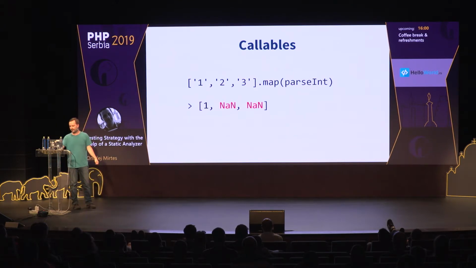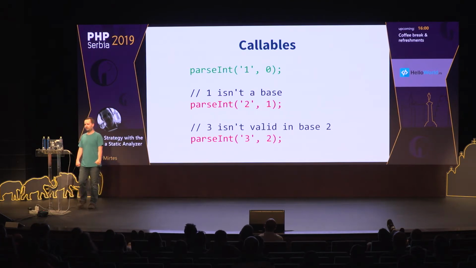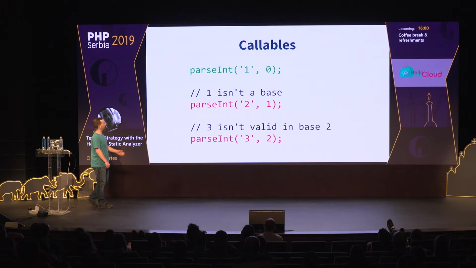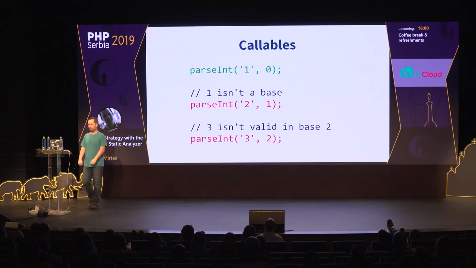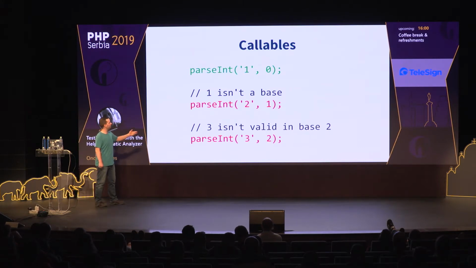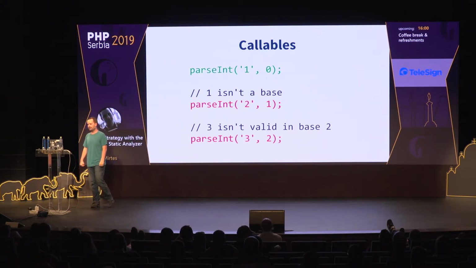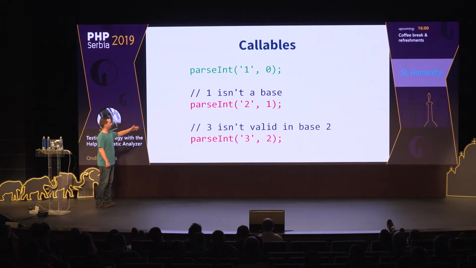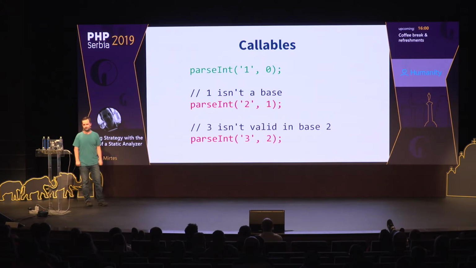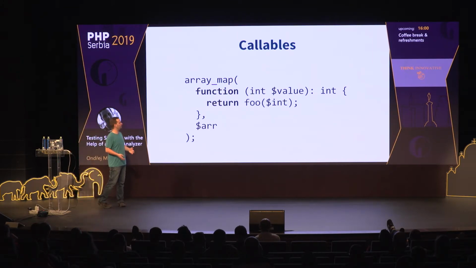So the parseInt function actually accepts 2 arguments. And the map method on an array is passing to the callback the second argument, like the array key of the value. So it's accepting a numeric base of the number. So the first value is parsed as expected, and the second one isn't, because 1 isn't a valid numeric base, and 3 isn't a valid number in base 2. So it doesn't work.